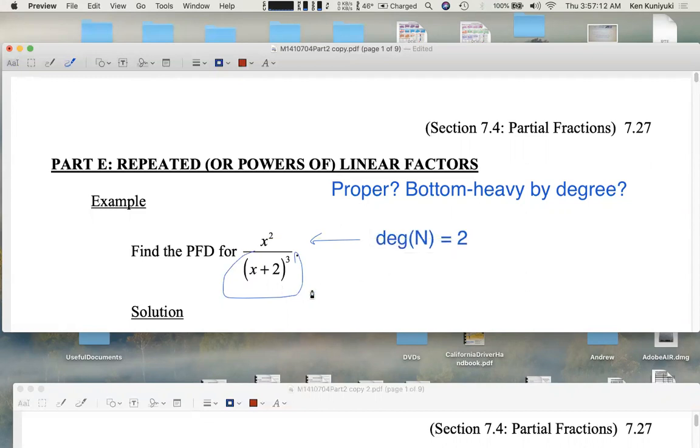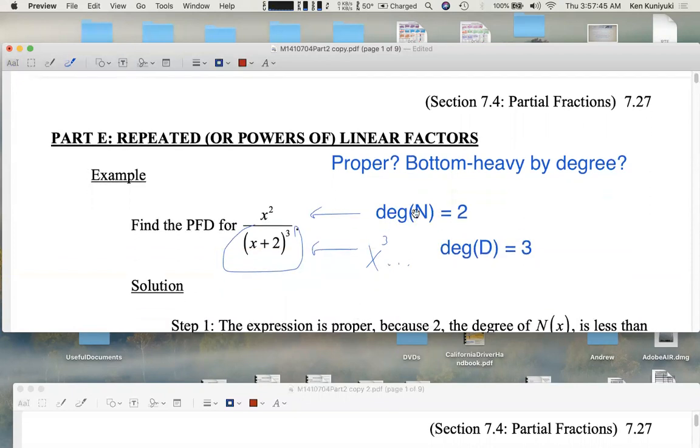Now, look at the denominator. If you were to expand this, if you work out the cube, what would be the leading term? You don't have to write out the other terms. Just ask yourself, what would be the leading term if you were to cube x plus 2? The leading term would be x cubed, and then you would have lower order terms. But bottom line, what degree is the denominator? That degree is going to be 3. So this will be proper. It will be bottom heavy by degree.